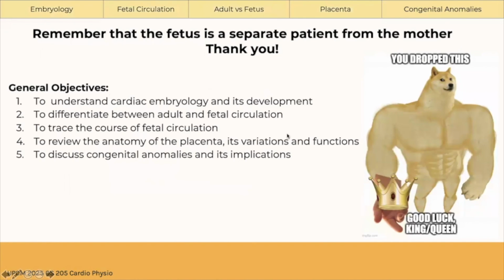So that's it. To recap, we discussed cardiac embryology and its development, fetal circulation, the adult and fetal circulation, we compared them, the placenta, its anatomy, variations, and functions, and different congenital anomalies. So remember that the fetus is a separate patient from the mother, therefore must be treated as such.